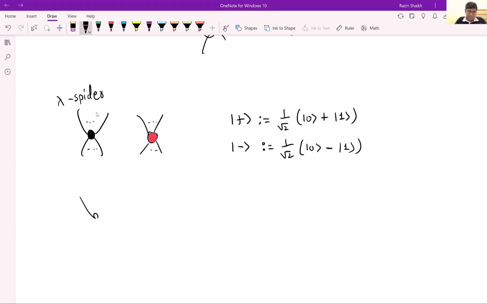So now this X spider, instead of matching zeros and ones, will instead match plus and minuses. So this will correspond to the plus state. Let's say there are outputs and inputs.